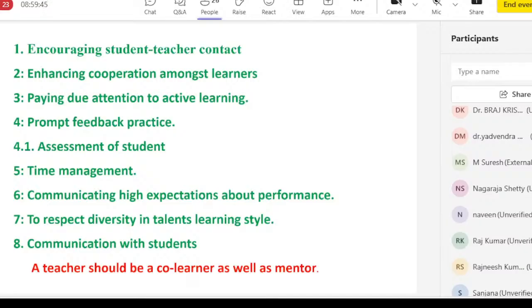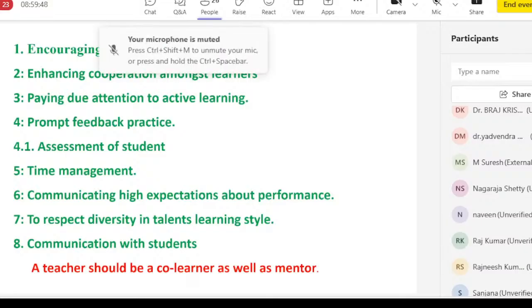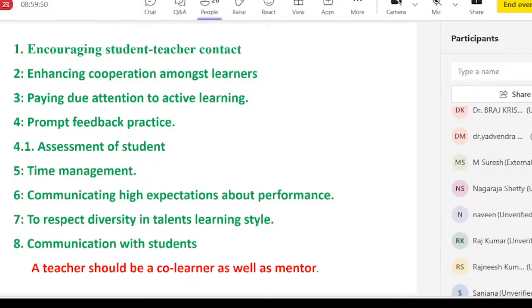Time management is another important thing for the teacher as well as for the students. Because if the class is at 8, both the students and the teachers should be present at 8. That means 7:59 and 60 seconds. You have to be there in the class. And you always interact with the students to clarify this.